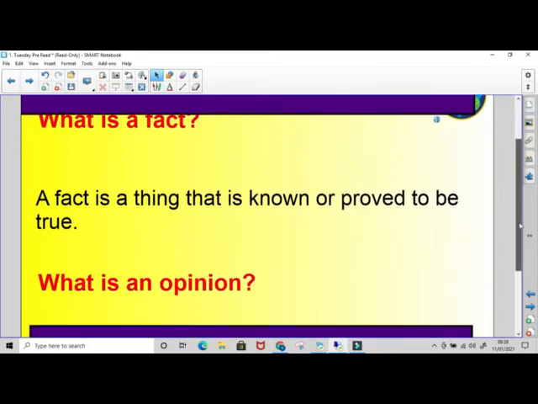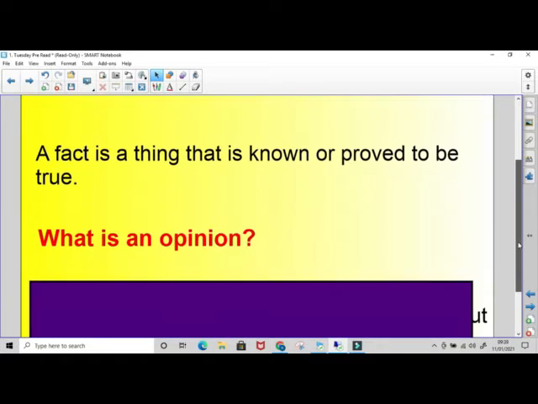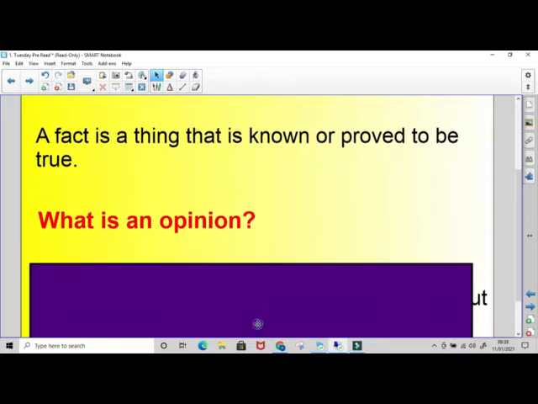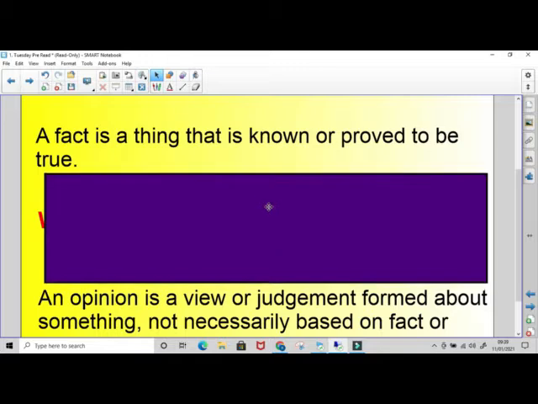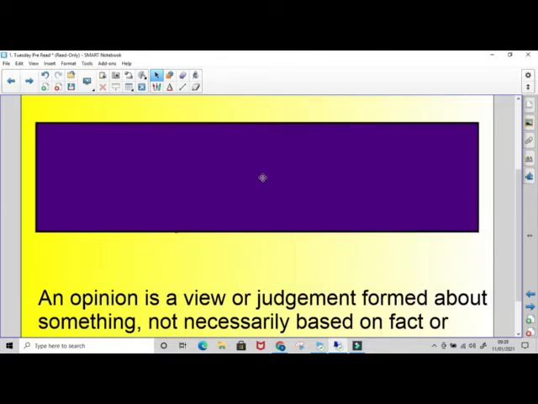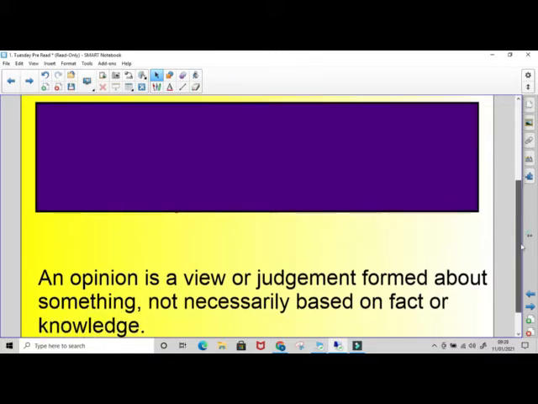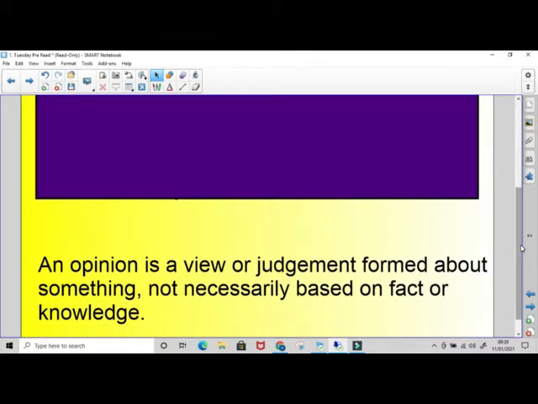Whereas an opinion, what do you think that might be? If we are distinguishing between the two, if we know a fact can be proved to be true, what is an opinion? Again, pause, have a discussion. What do you think? Here is the definition of opinion. Opinion is a view or judgment formed about something, not necessarily based on fact or knowledge. So a fact can be proven to be true. An opinion is basically what somebody thinks, which is not necessarily based on fact.